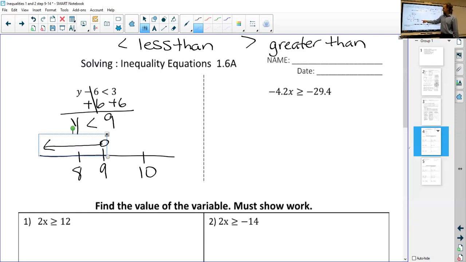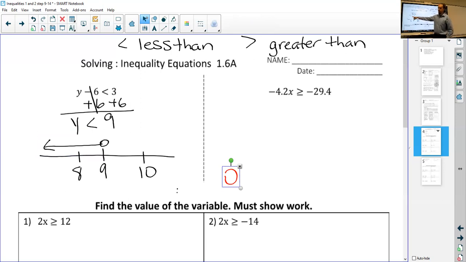Okay. One thing to help you out, as long as the variable is to the left, whichever way the arrow is pointing, like notice less than sort of looks like it's pointing to the left. That's the direction our arrow is going to go. So less than is everything to the left, greater than is everything to the right. Okay.